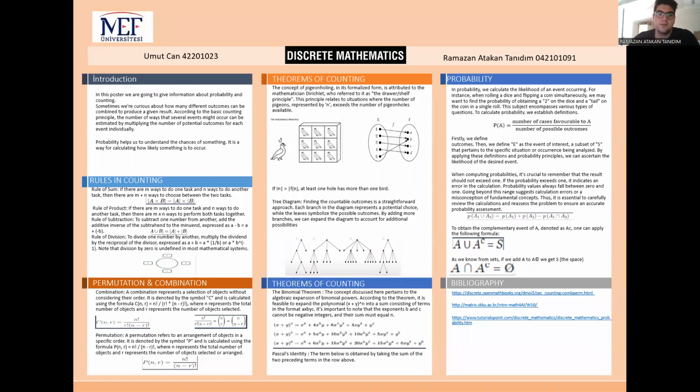Hello, I'm Atakan. In this poster, I am going to give information about probability and counting. Let's start. Firstly, we start with rules in counting.